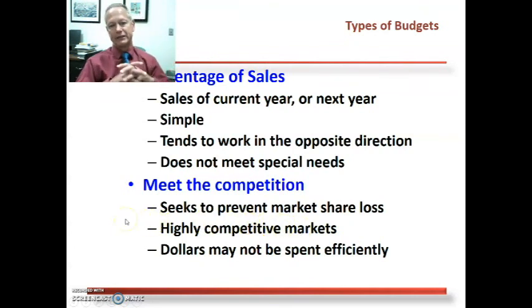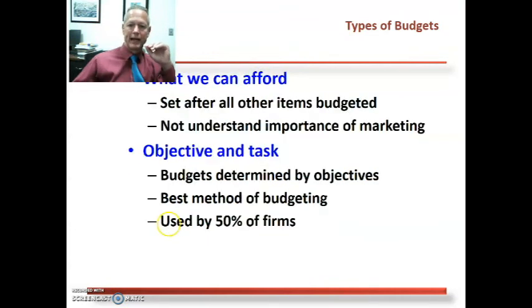Oftentimes we see a type of budget that meets the competition. Pepsi tends to do a lot of meet the competition. Coke is a major advertiser. Pepsi is trying to meet the competition with their advertising campaign. The same thing with insurance companies. The more one insurance company will advertise, the more the other ones will, because of the decay effect and really the meeting the competition. Again, what we can afford is a bad way, but it's done often, and really it's set after all other items is budgeted. It's what's left over at the end of the month.